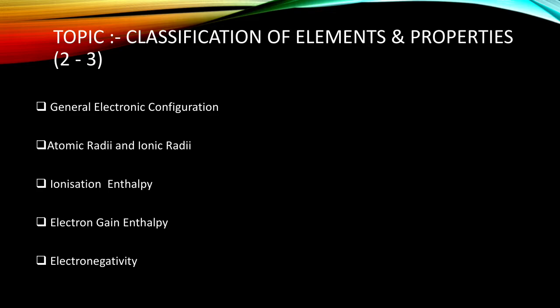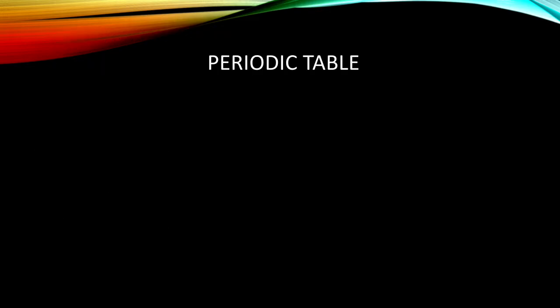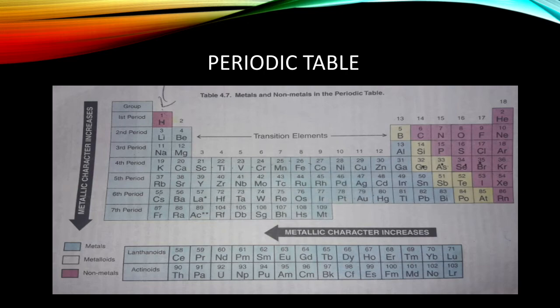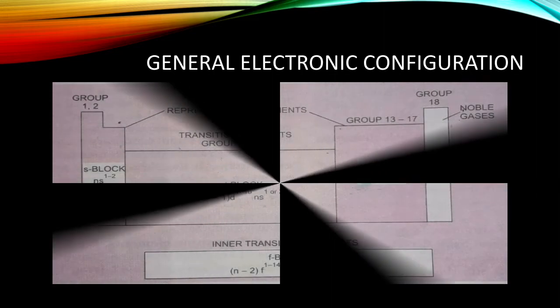So let me tell you what you need to know in this chapter. First thing, this whole chapter is related to the periodic table, so you must have good knowledge of the periodic table. You all know there are 7 periods and 18 groups. In the periodic table, the maximum number of elements are metals. Metalloids are in between, shown in yellow color, and non-metals come after. And the extreme last is the gaseous form, where they are noble gases.